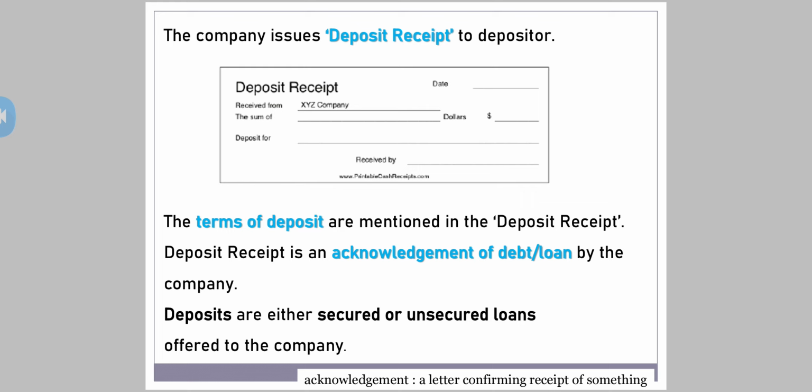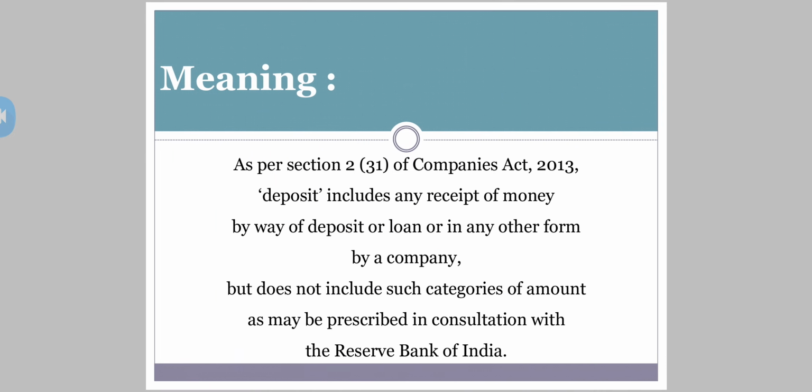Deposits are either secured or unsecured loans offered to the company. The general public gives loans to the company, and this may be secured or unsecured. We have seen in the types of debentures, secured debentures and unsecured debentures. Likewise, fixed deposits or public deposits can be secured or unsecured. Now see what the actual meaning is in the Companies Act 2013.